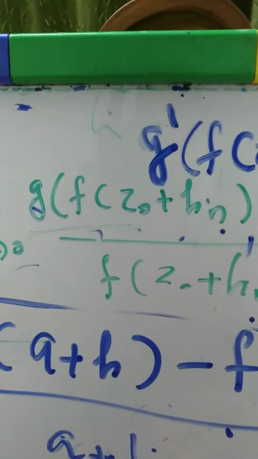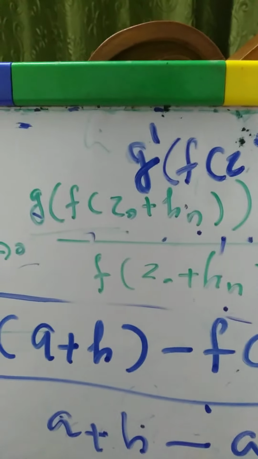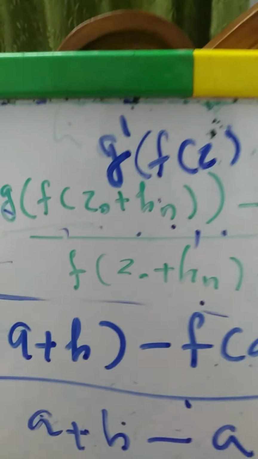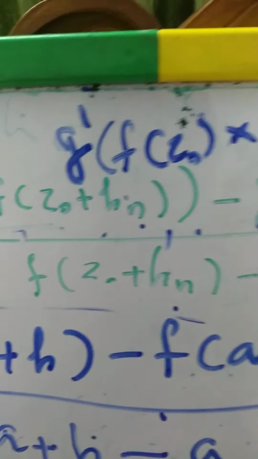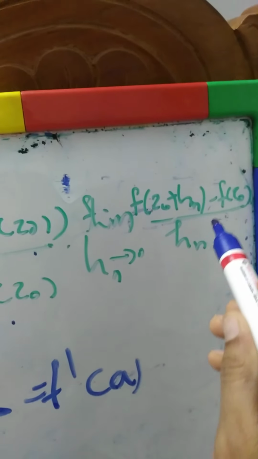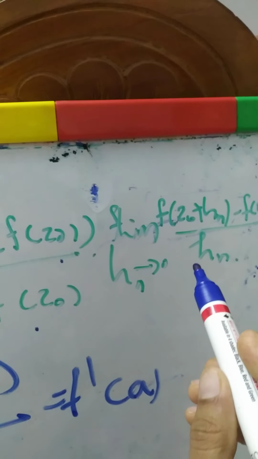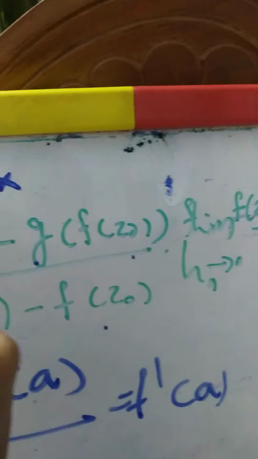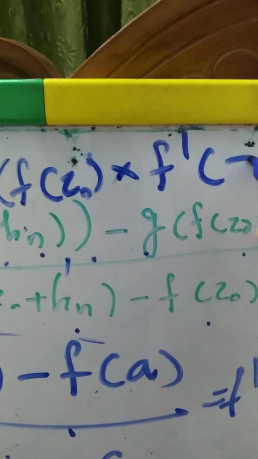f of z naught. g dash of f of z naught into, what is this? Limit hn tends to 0 of f of z naught plus hn minus f of z naught divided by hn. This is equal to f dash of z naught. So g dash of f of z naught into f dash of z naught.